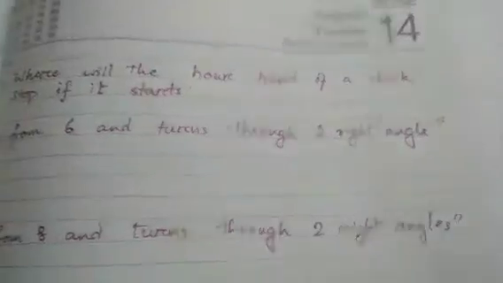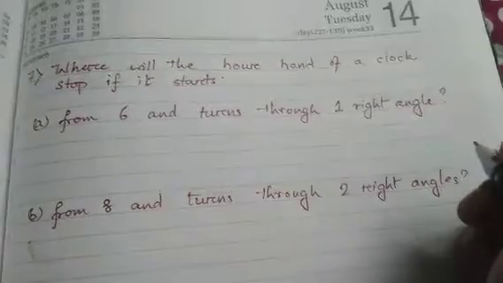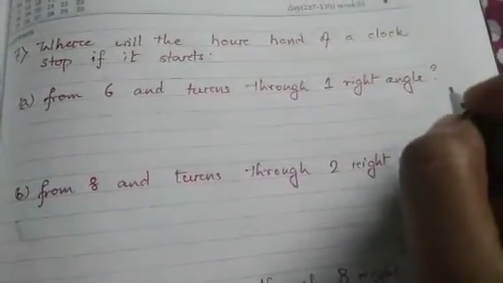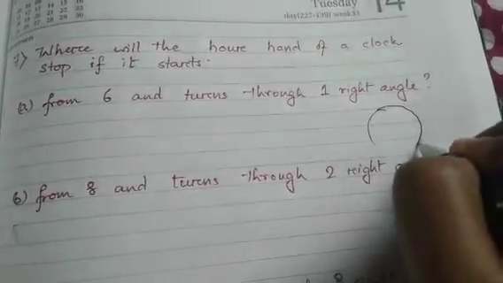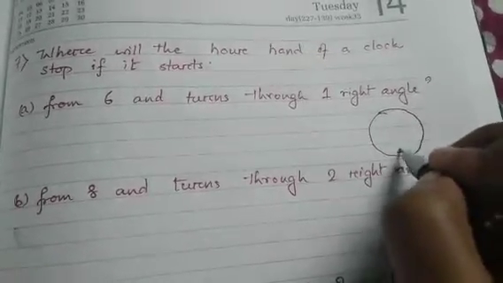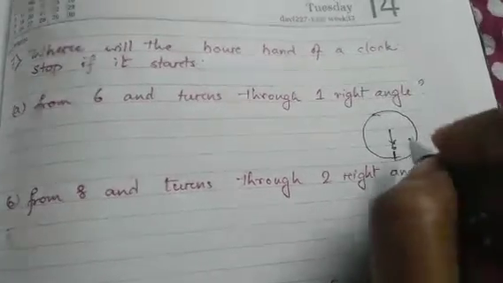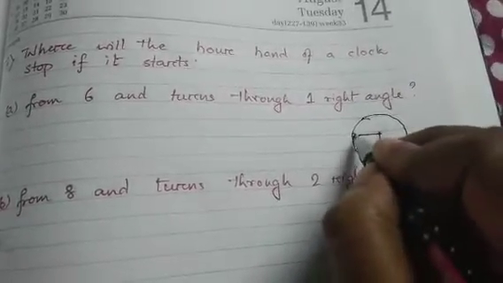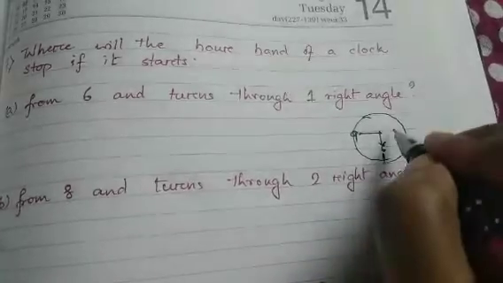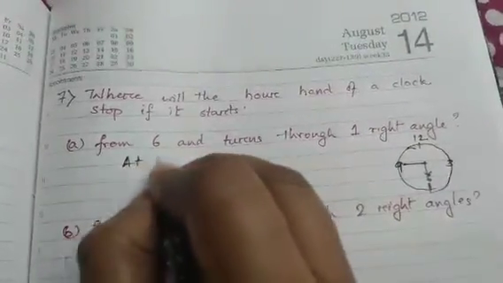Okay. Now the last question of this exercise. Where will the hour hand of a clock stop if it starts from 6 and turns one right angle? So, draw a clock. Where is 6? 6 is at bottom. Right? So, if 6 is facing here, one right angle is 90 degrees. Okay. So, what is here? Here it is 9. Right? Here it is 3 and here it is 12. So, here it is at 9.